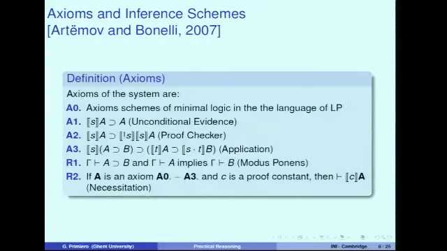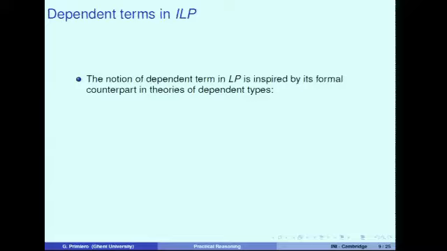These are again the axioms for the standard language. It contains the axiom schemes of minimal logic, translated into the language of the logic of proofs, and then it has unconditional evidence, or simply evidence, proof checker for iteration of proof terms, application for implication, and then two rules, modus ponens and necessitation, to provide the proof constants of each of the axioms above. So this is the standard setting of the language.